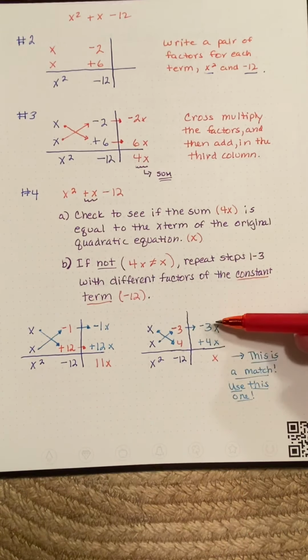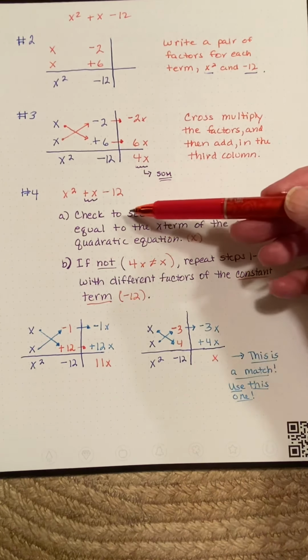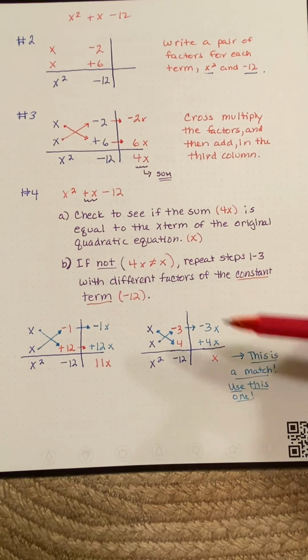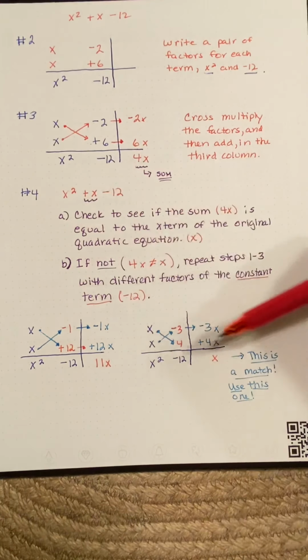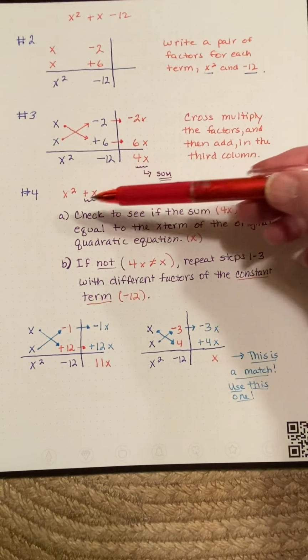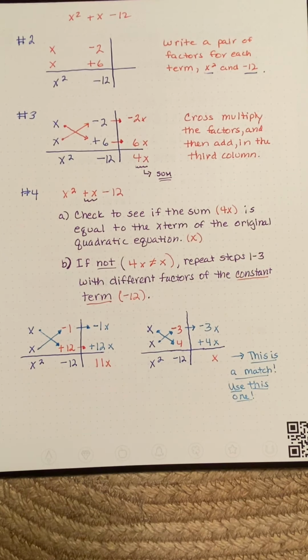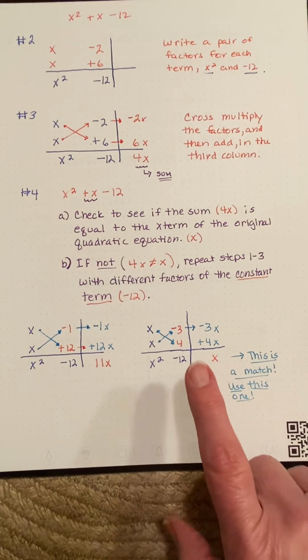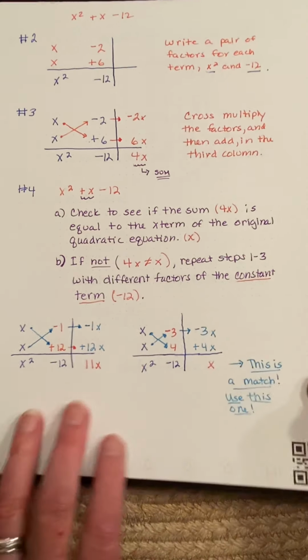So my positive number, I wanted it to be higher. And I wanted the difference only to be 1 because I have to end up with 1x. As you do this, you're going to get a feel for what factors to use to ultimately end up having this value, once all is said and done, be equal to that middle term of the original equation. So this is a match. This is the one we're going to use.